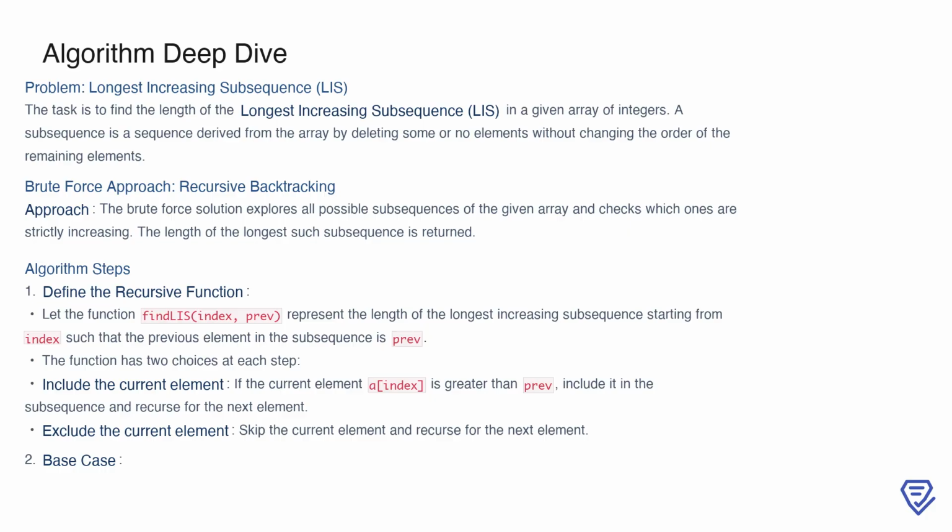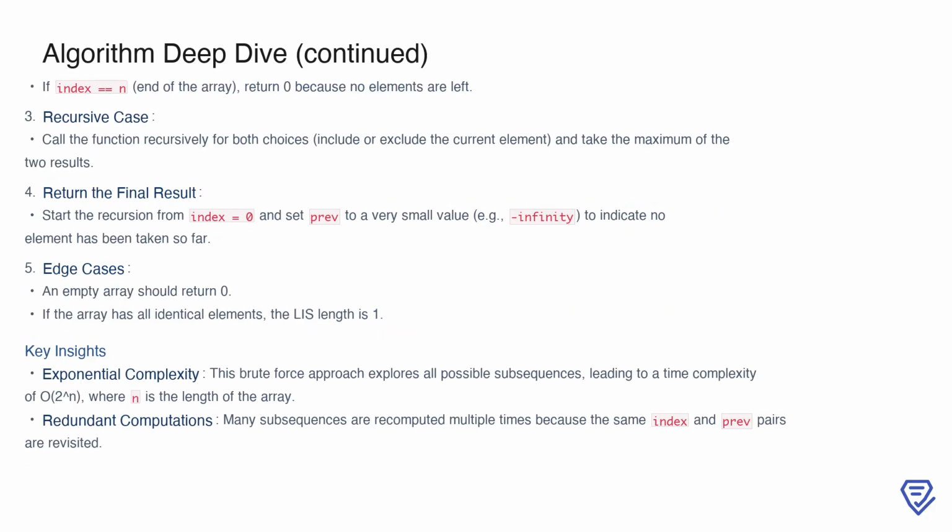At every step, there are two choices. We can either include the current element in the subsequence if it's greater than previous, or we can skip the current element and move to the next one. These choices form the basis of our recursive exploration. The algorithm terminates when index equals the length of the array, as there are no elements left to process. In this base case, we return 0.